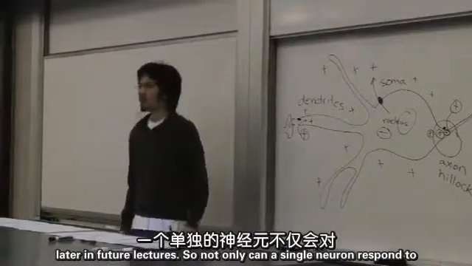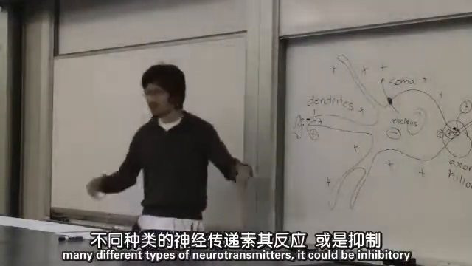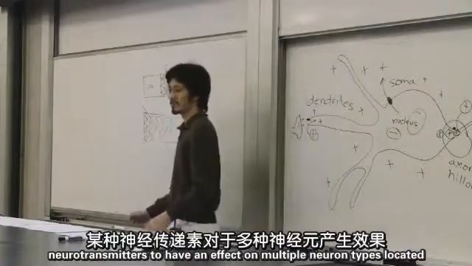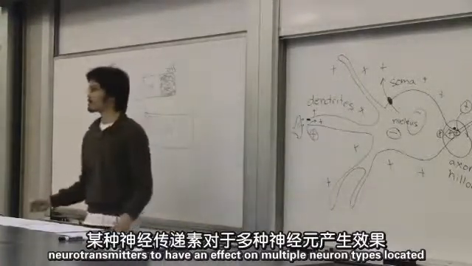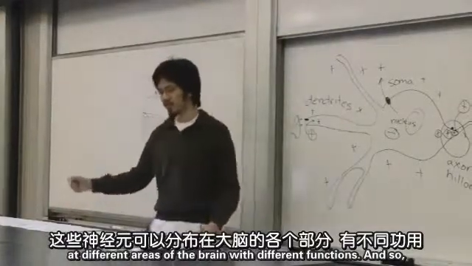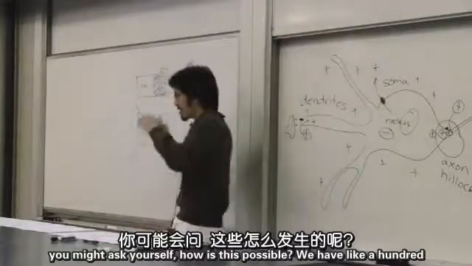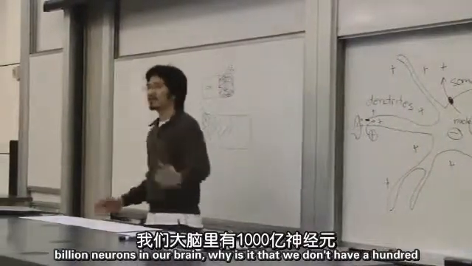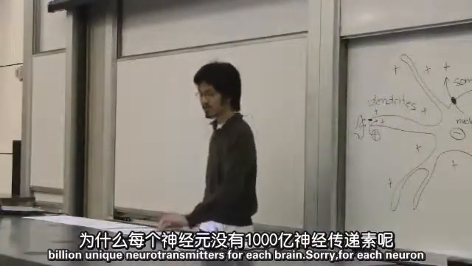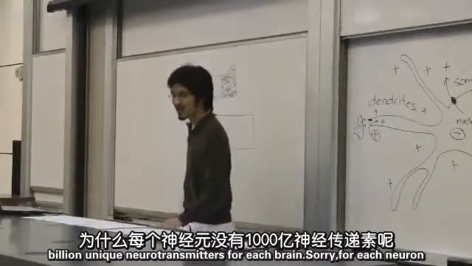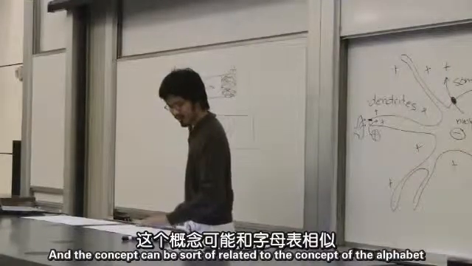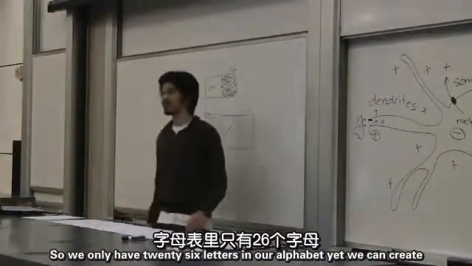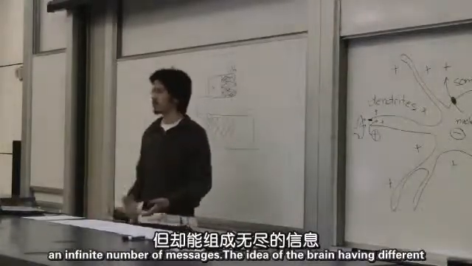So not only can a single neuron respond to many different types of neurotransmitters, it could be inhibitory, it could be excitatory, it is also possible for a single neurotransmitter to have an effect on multiple neuron types located in different areas of the brain with different functions. And so you might ask yourself, how is this possible? We have like 100 billion neurons in our brain. Why is it that we don't have 100 billion unique neurotransmitters, or sorry, one for each neuron? The concept can be related to the alphabet. We only have 26 letters in our alphabet, yet we can create an infinite number of messages.